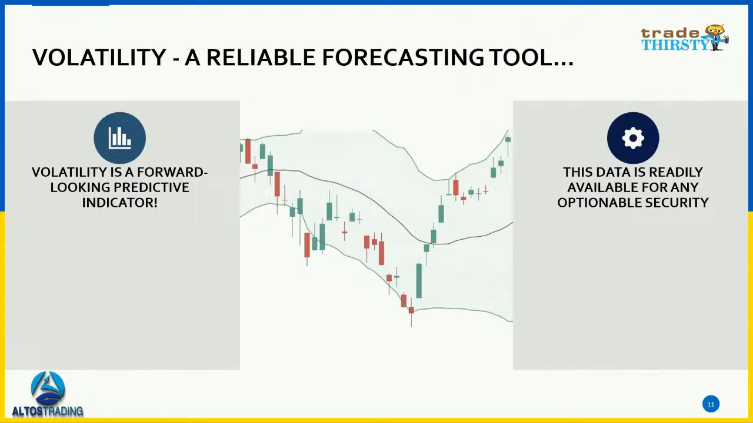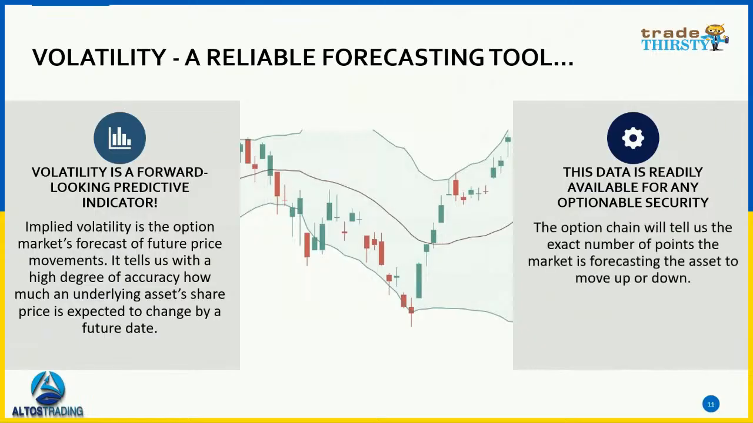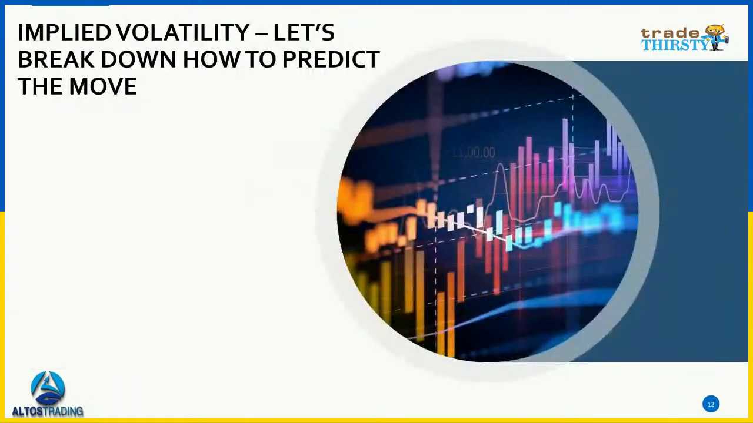So we're concerned with all of those, but we're mainly concerned with implied volatility. That's a forward-looking predictive indicator, and it's the option market's forecast of future price movement. So it's going to tell us with a high degree of accuracy how much an underlying asset's share price is expected to change by a future date. And it's readily available in every retail broker platform. I'm going to show you where to find this, but let's first break down how to predict the move.